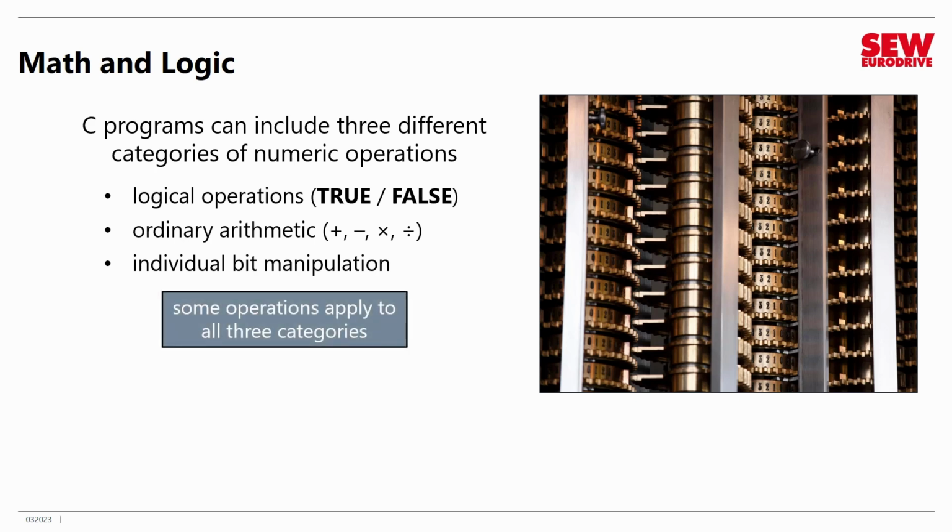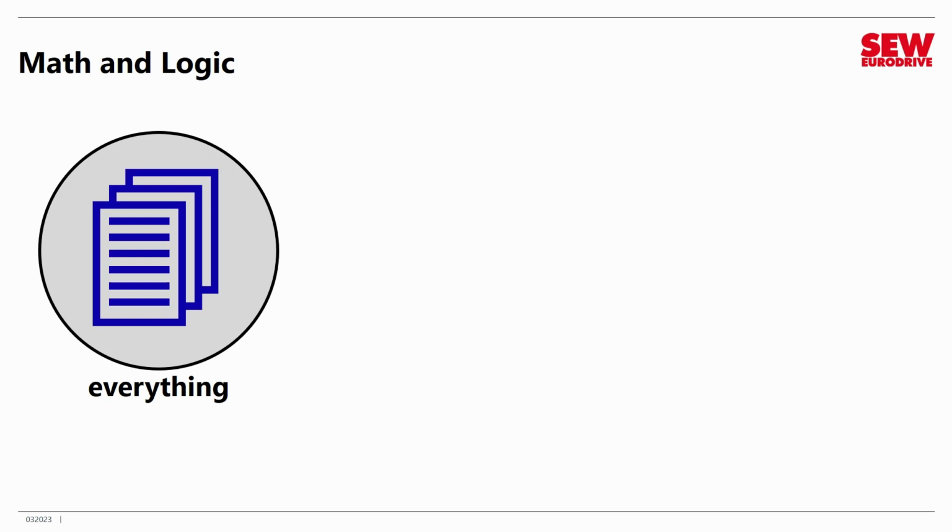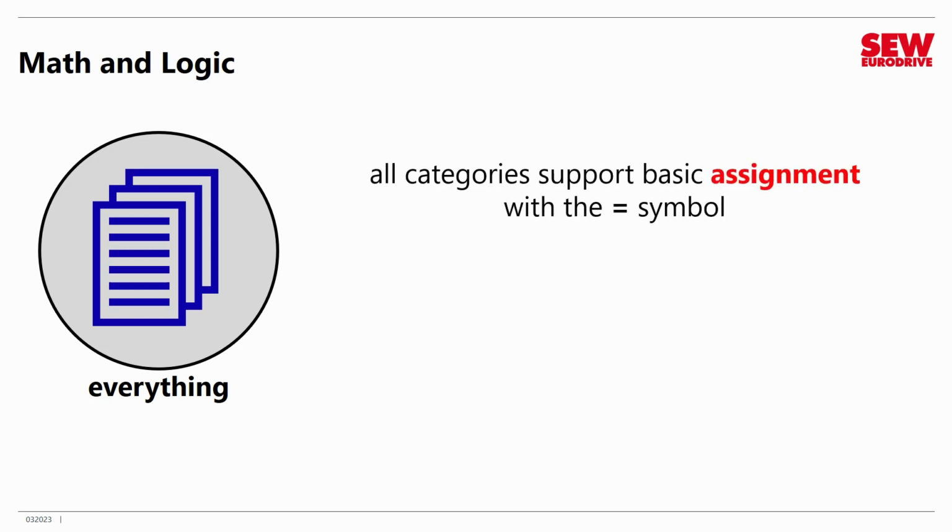And some operations apply to all 3 categories. To help you keep everything straight as we go along, I'm going to be putting symbols next to different topics, and they will sort of clue you in which of these 3 things applies. So we have everything, logical, arithmetic, and bitwise. And those are the symbols. So let's go on. We'll start with an everything. This applies to all 3 categories.